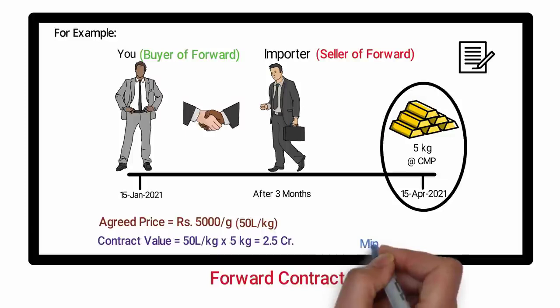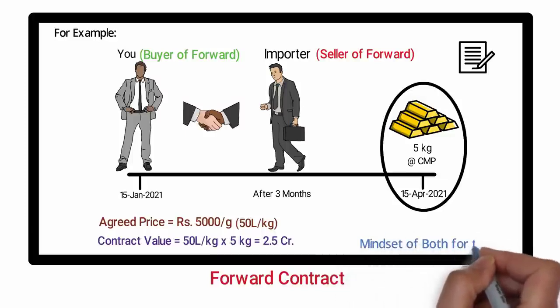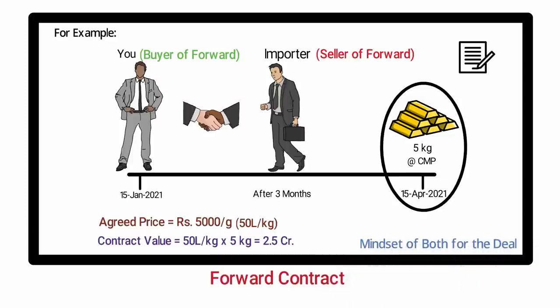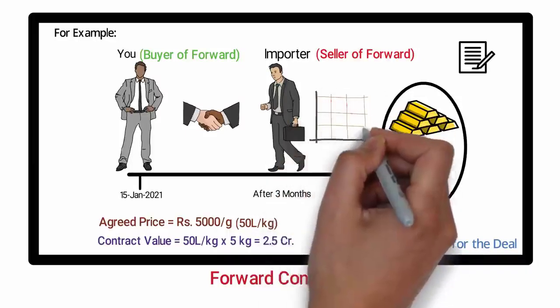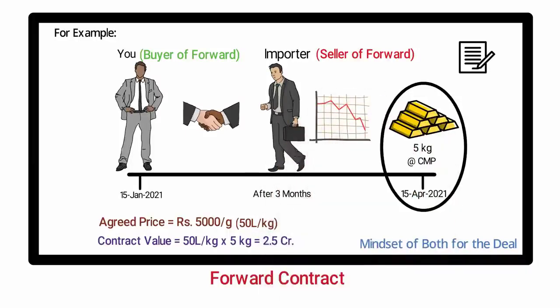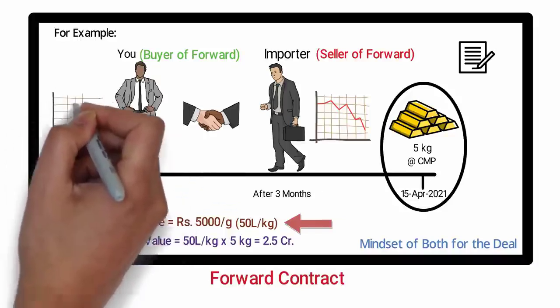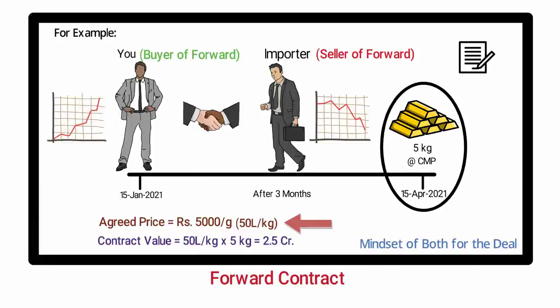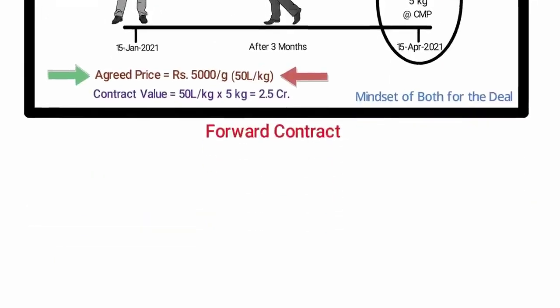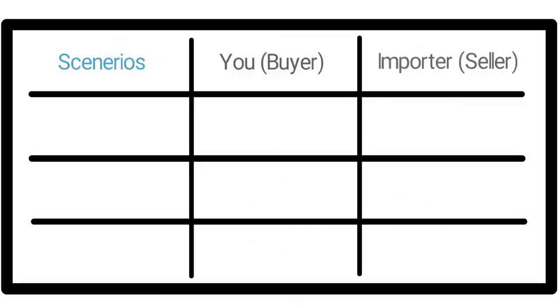So let's understand the mindset of both you and the importer. The importer thinks that the price of gold may go down after 3 months. That's why he wants to lock today's market price. After 3 months, he can buy it at a lower price. You as a purchaser think the price of gold may go up after 3 months. That's why you want to buy the gold at a cheaper price, that is today's market price. Now that a contract has been made, there can be 3 possible scenarios.